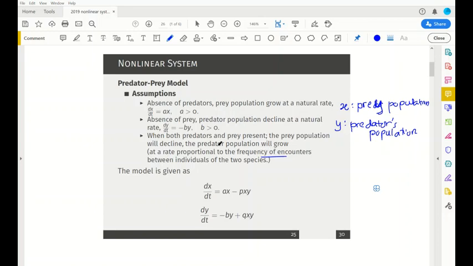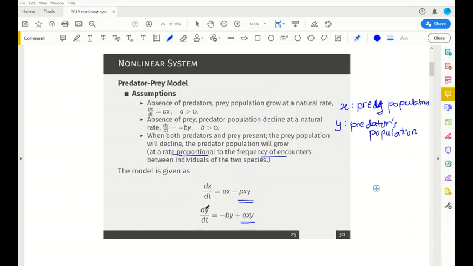So that means if predators meet prey, then the predator will make the prey their food. That's the meaning here, frequency of encounters. Rate proportional to the frequency of encounters. So the third assumption here is actually this term for the first equation, and this term for the second equation. Based on these three assumptions, the model for the predator-prey is given by this.